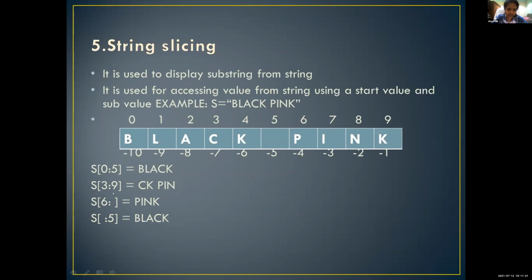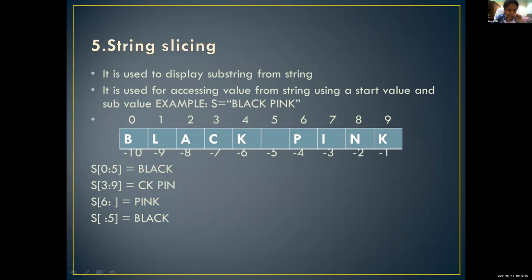Next example is 3 to 9. From 3, it starts from C. So C to here 9. The 9th one will not be taken, so it will print till N. The space in between will also be given an index value. So this will be the output.